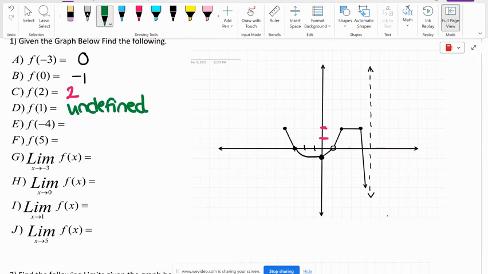F of negative 4. So we go all the way to negative 4, which is right over here. We go to where we see the point on our graph. And what does that correspond with? 2.